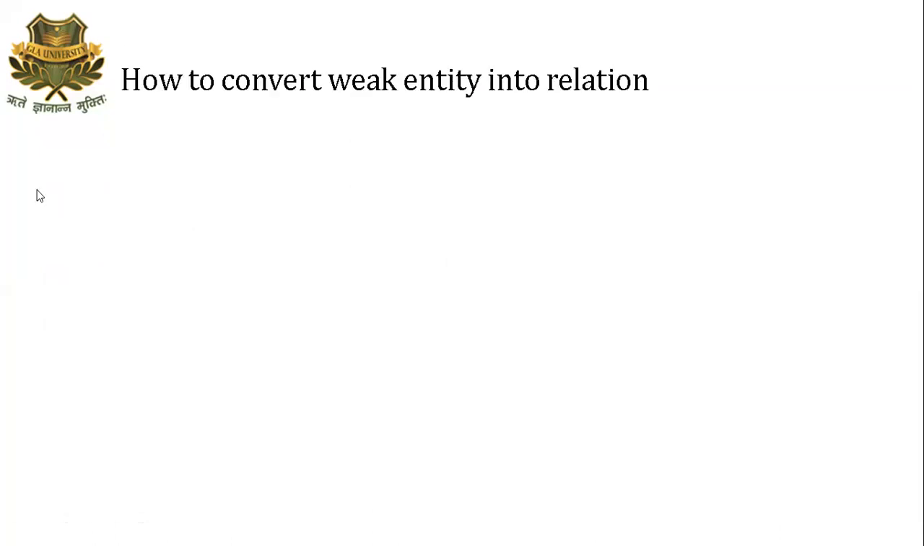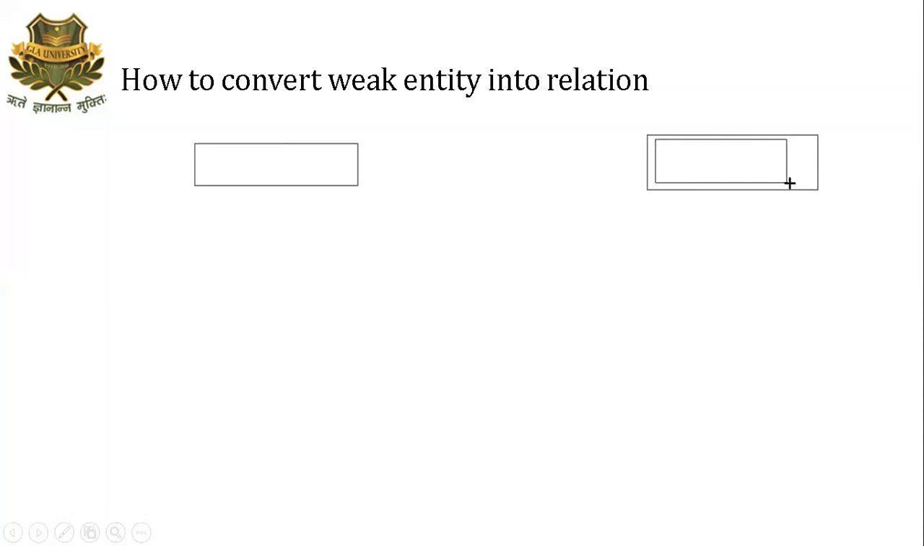So here I've just taken the example of a bank, where the bank has a number of customers, and the bank provides a loaning facility to the customer. So I've taken a customer as a strong entity and a loan as a weak entity, right? So weak entity, all of you know the symbol of the weak entity. This is the representation of the weak entity.